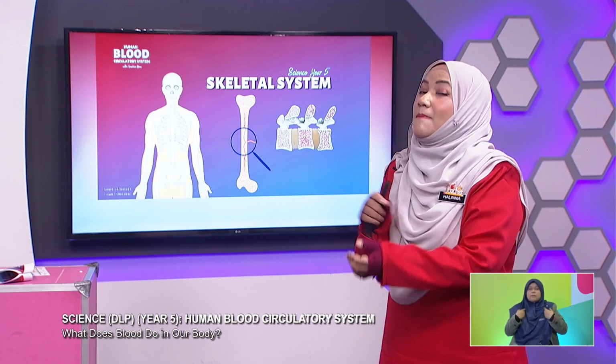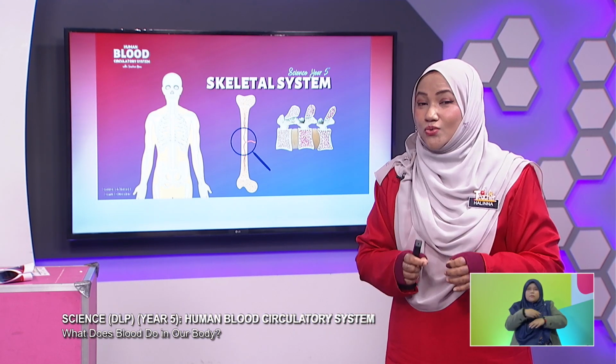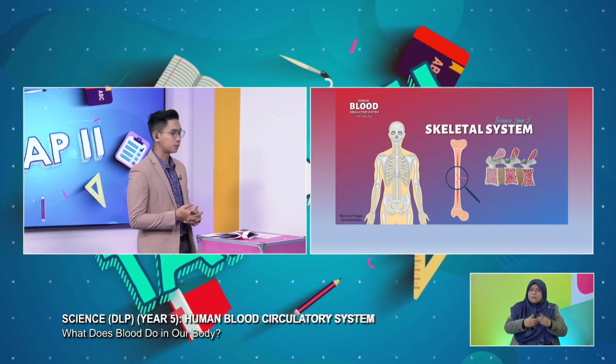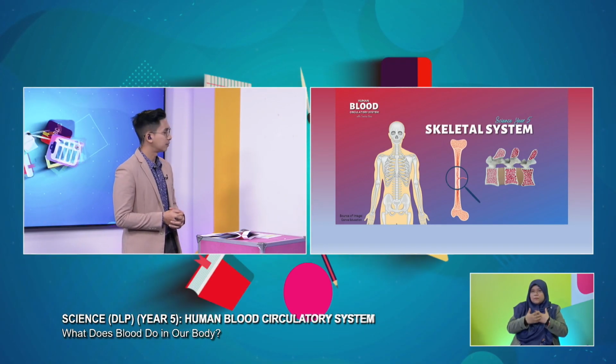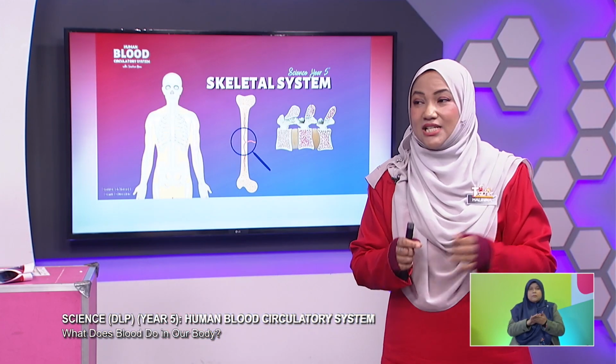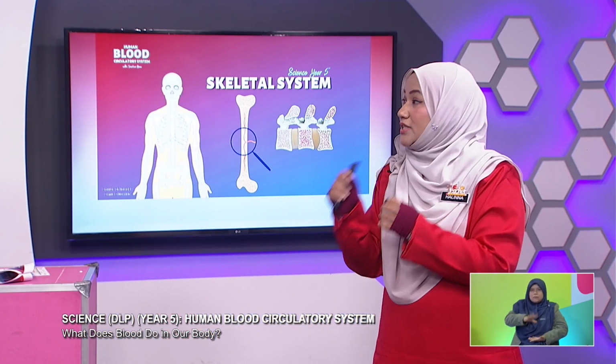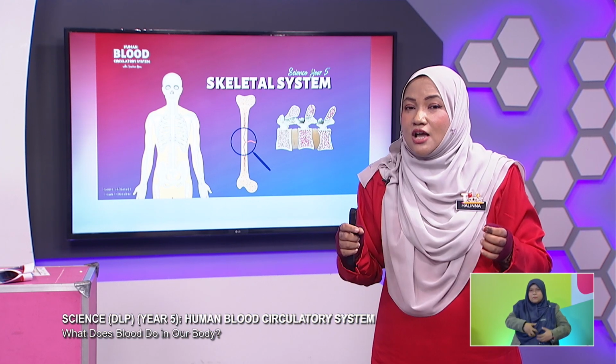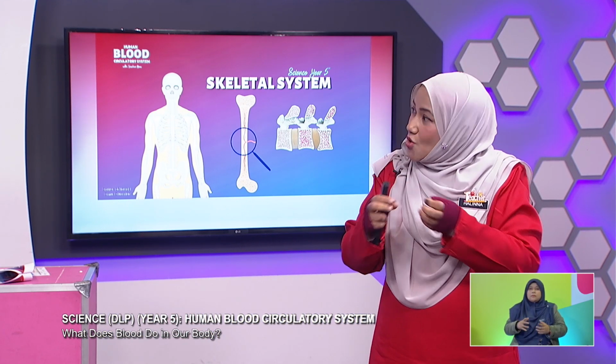Oh, there is blood inside our bones? I didn't know that. Wow, it has blood inside. Why? Remember we just saw the digestive system? So protein, we need protein for growth. So we need our bones to grow too.